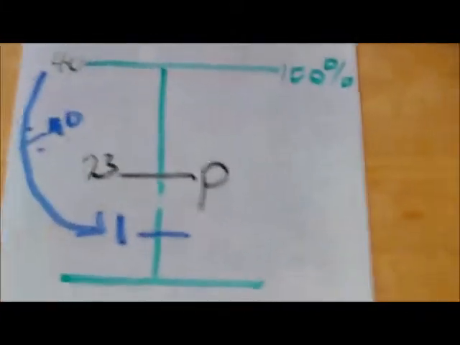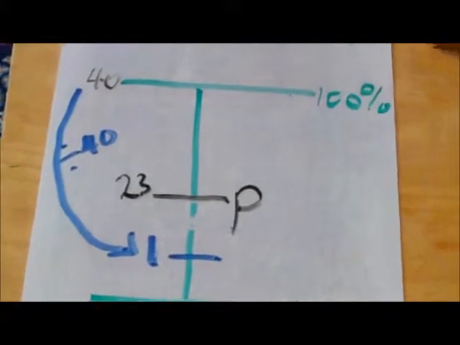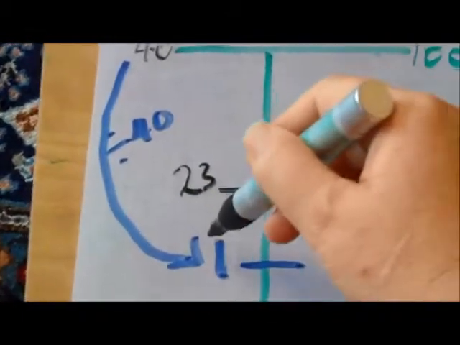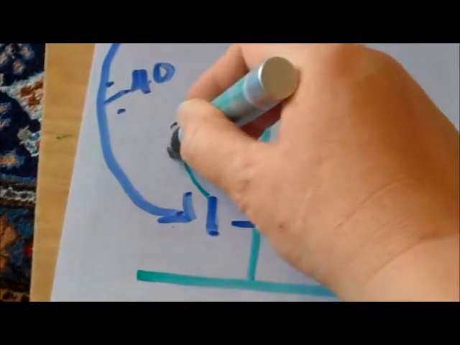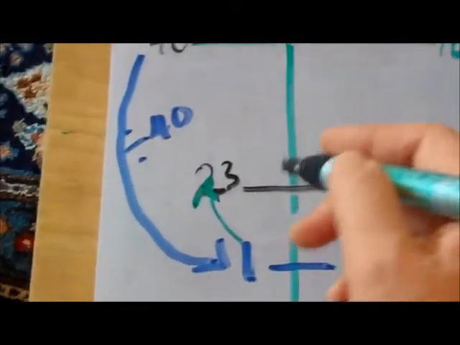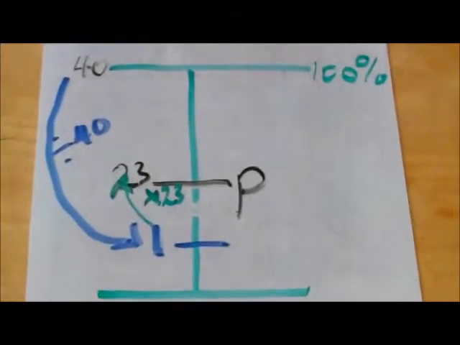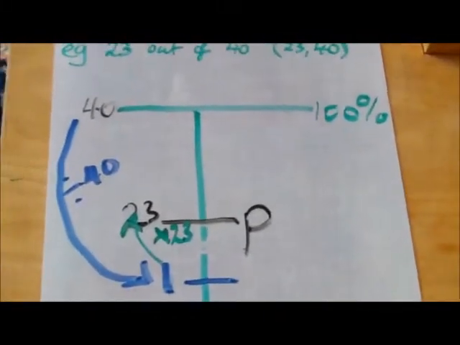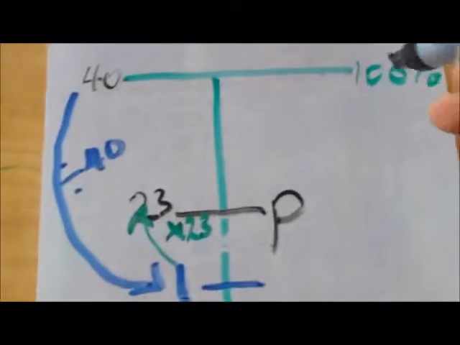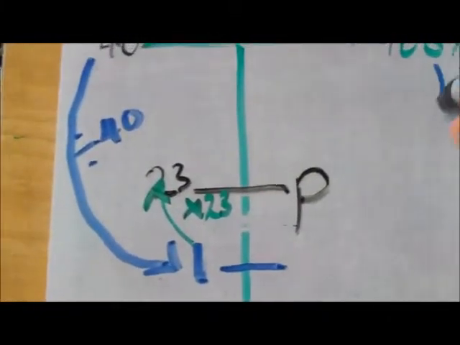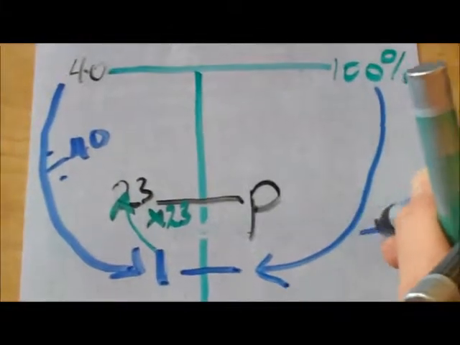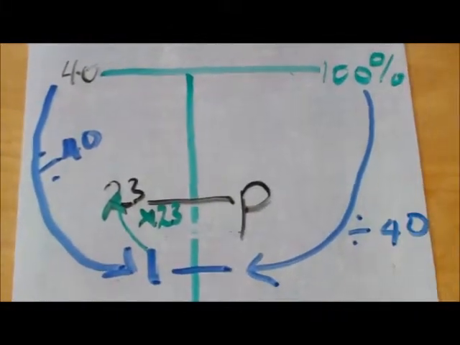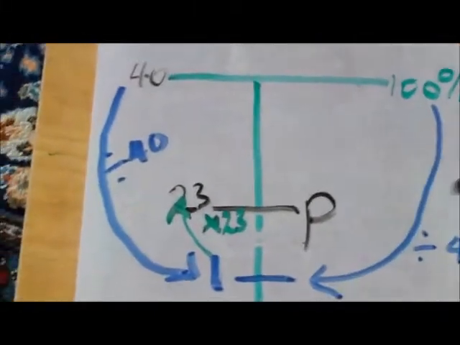And how do I go up to the 23? Well, I have to go 1 times 23 to get there. So my percentage will be, oh hang on, I'm going to do the same on the other side, sorry. So let's do the same on the other side. So I have to start here and I go 100, and I'm going to divide by 40. And then I'm going to multiply by 23.